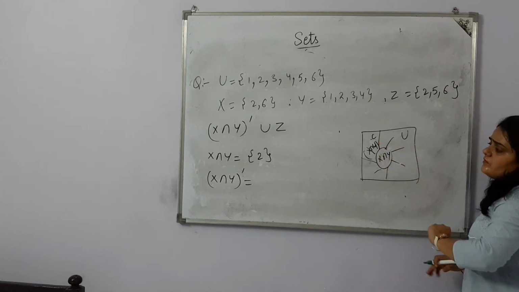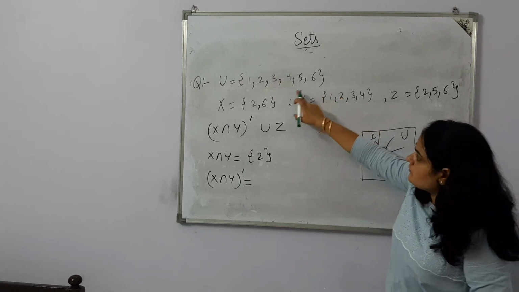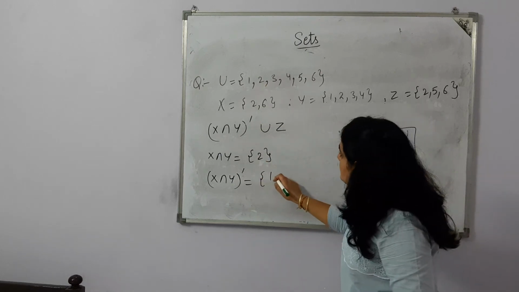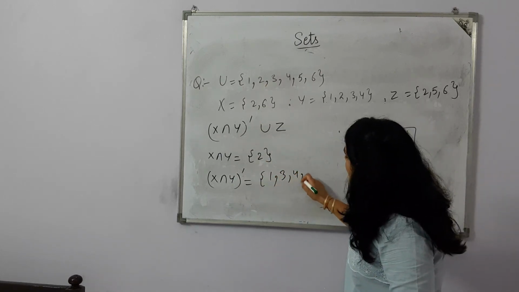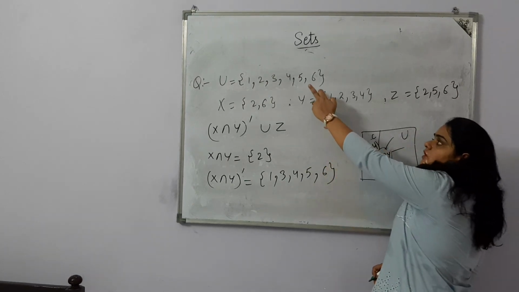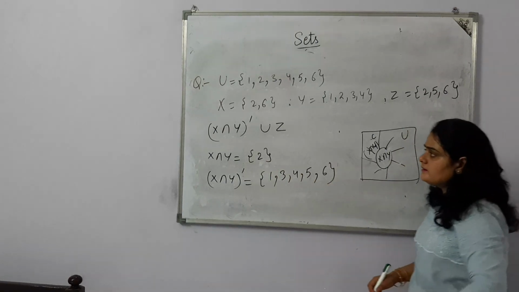So from the universal set we have to subtract 2. If we don't want 2, what we'll get is 1, 3, 4, 5 and 6. So all the elements of the universal set except this set. This is the complement.